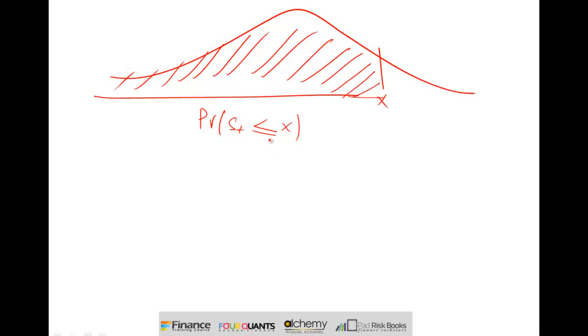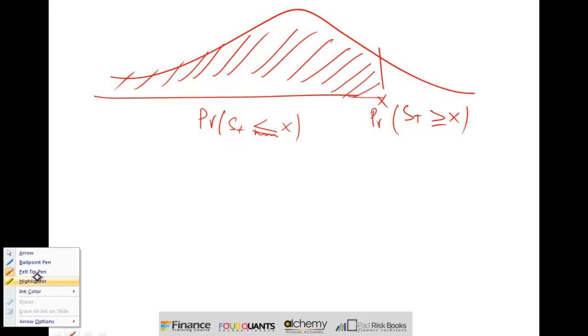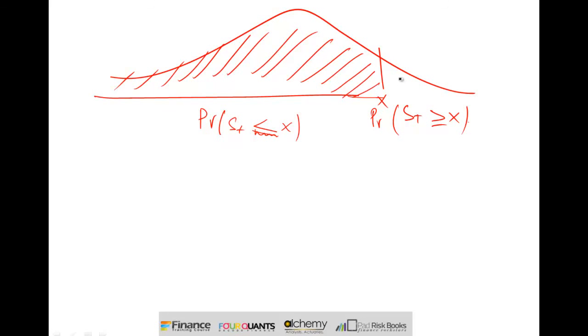But the number that we want is not the probability that ST is less than x. The number that we want is the probability that ST is greater than or equal to x. Correct? Which is not given by this segment, but is given by a different segment, and that different segment lies on this side of the bar. So what I'm really interested in is not this side, but this part of the distribution.